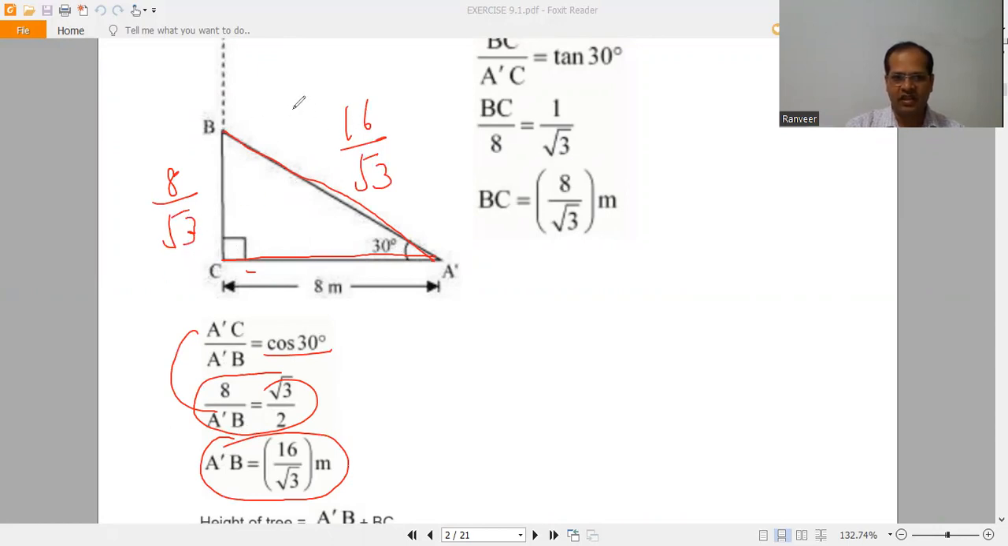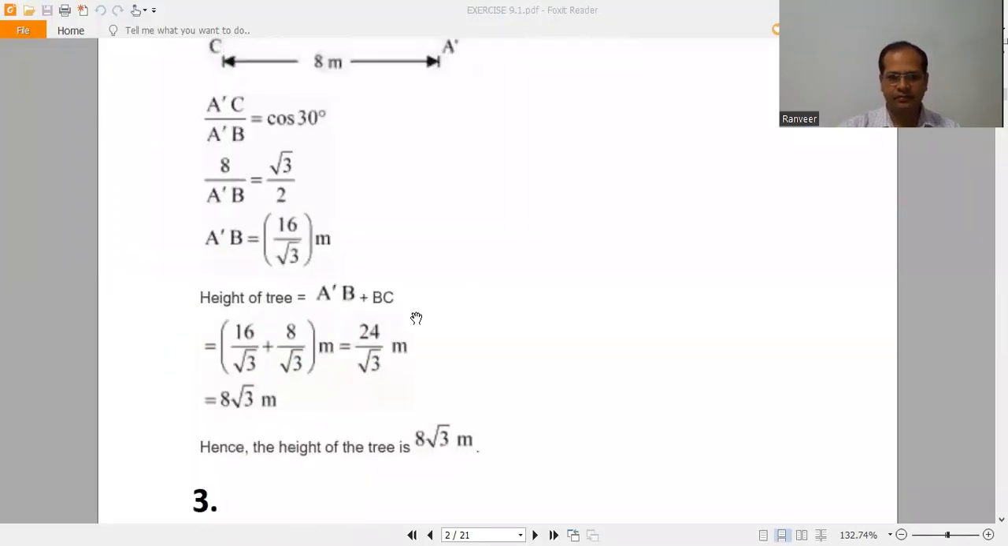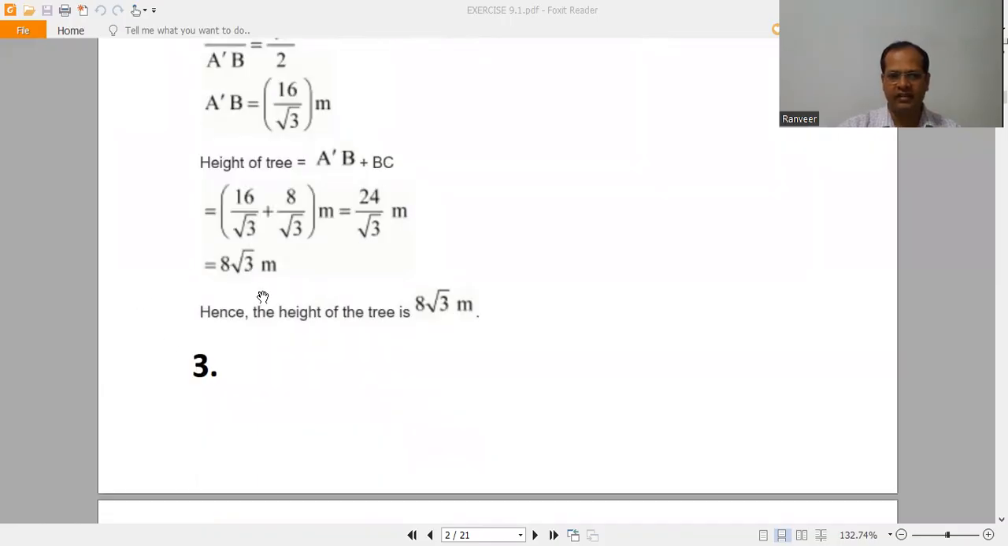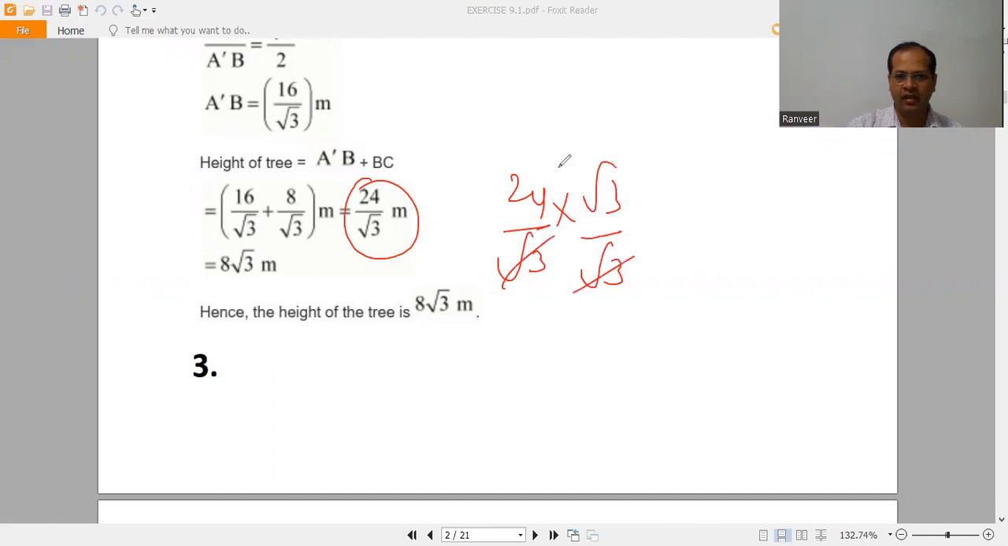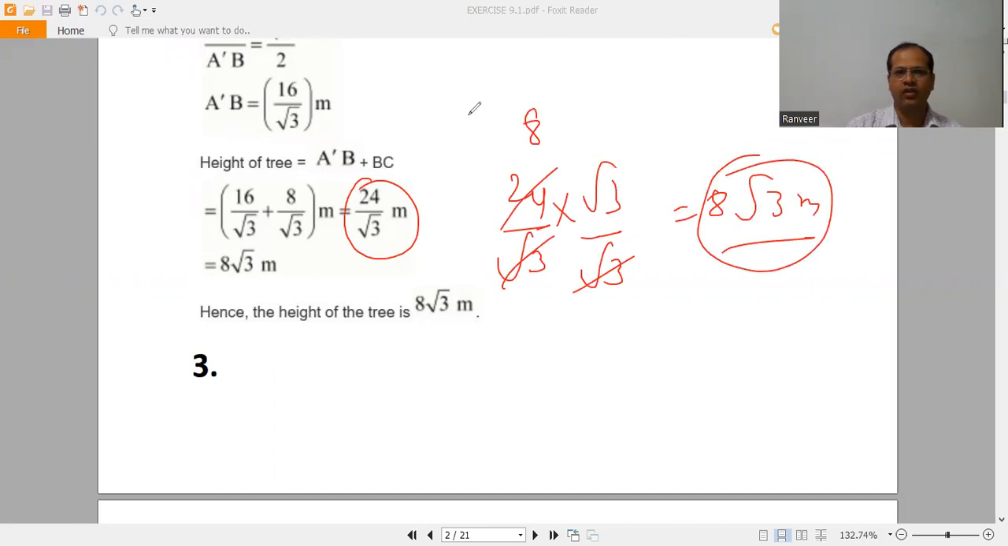Correct? So this length is equal to this length. So if we add these values, we will get the answer. 16 by root 3 plus 8 by root 3 is 24 by root 3, and this is 8 root 3. So the second important thing is, when you get a root value in the denominator, always rationalize it. We multiply by root 3 over root 3, and this becomes 8 root 3 meter. In this way you have to solve.